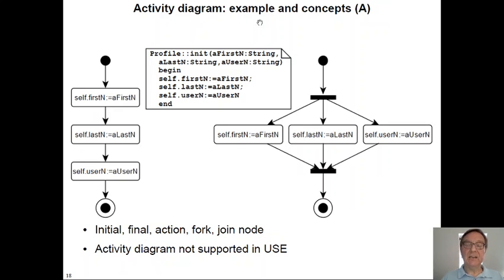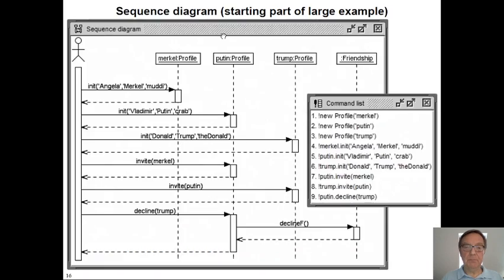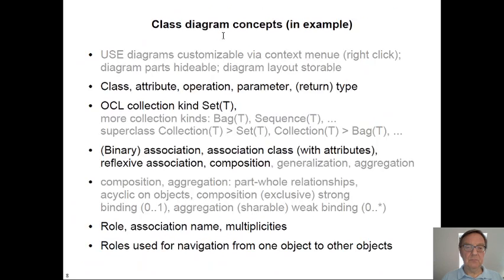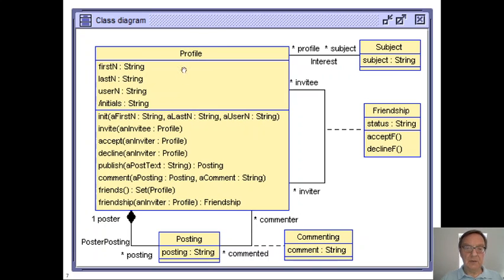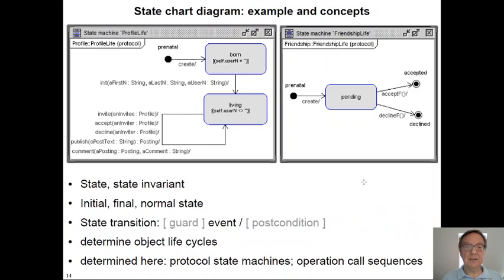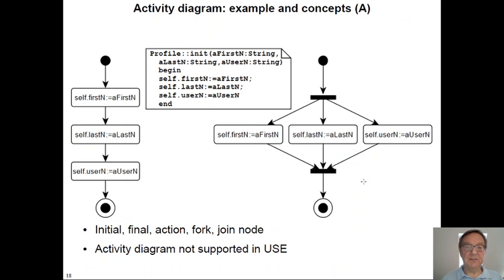With the activity diagram, again, here we see an example and the main concepts of the activity diagram. With an activity diagram, you can specify and detail what happens inside an operation. So we see here for the class Profile, we have the operation init. Let us jump back to the class diagram. Yeah, in the class Profile, we have the operation init, and this is detailed here in the activity diagram.